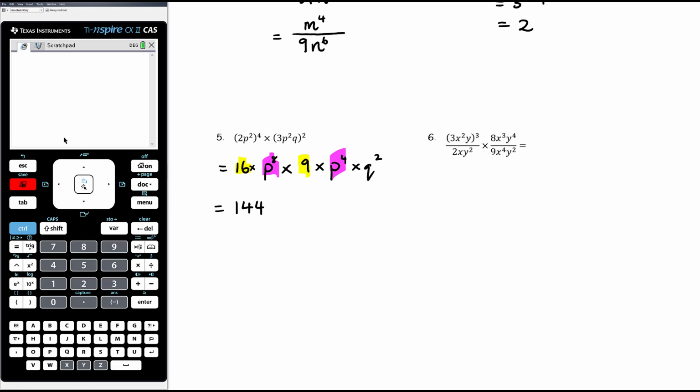Okay, p to the power of 8 times p to the power of 4, so multiplying things with the same base, we add those powers, so that's p to the power of 8 plus 4, which is 12. And then just q squared. It's got nothing to go together with.